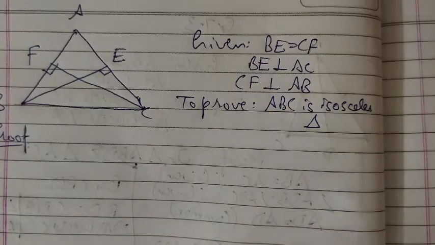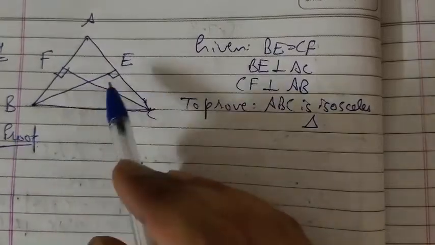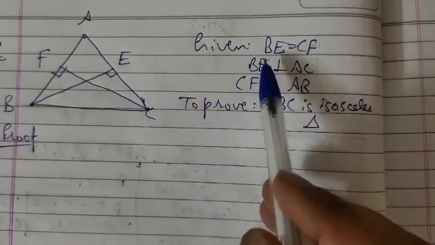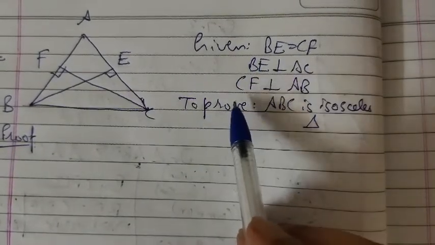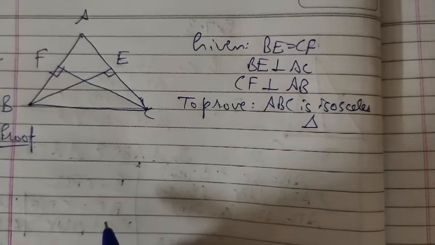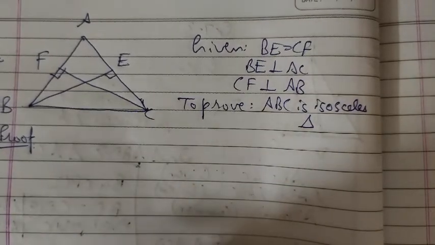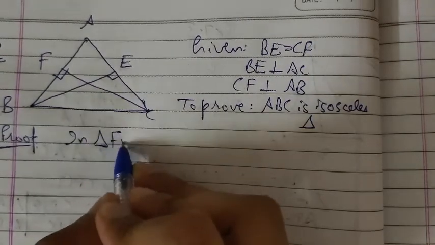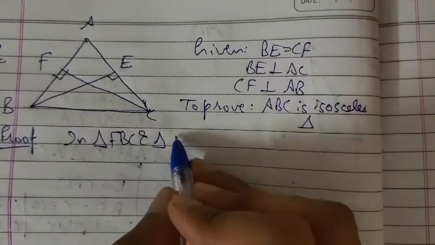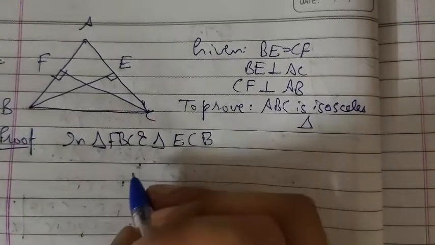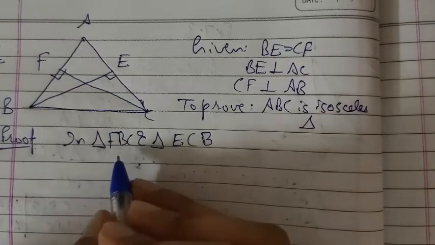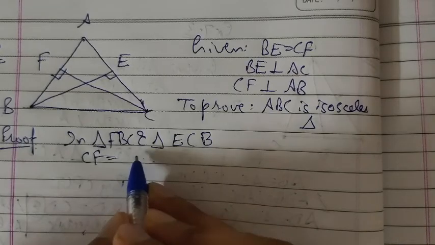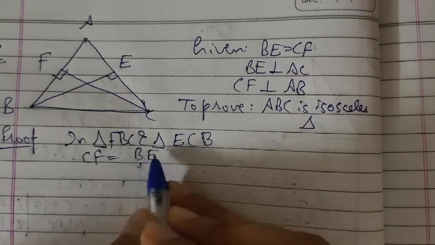Now in question 4th it is given that in a triangle ABC, BE and CF are two equal altitudes. Altitude means right angle, and equal altitude. So BE is equal to CF and BE is perpendicular to AC and CF is perpendicular to AB. We have to show that ABC is an isosceles triangle using RHS criteria, right? So let's start with it. So in triangle FBC and triangle ECB, right? So we know that this CF is equal to BE, right, given.